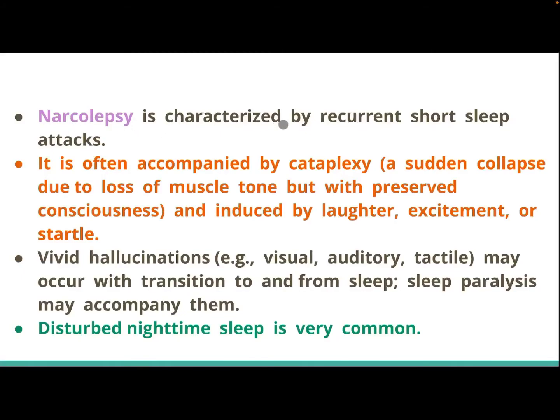Narcolepsy is characterized by recurrent short sleep attacks. It's often accompanied by cataplexy, a sudden collapse due to loss of muscle tone but with preserved consciousness, and induced by laughter, excitement, or startle. Vivid hallucinations, visual, auditory, or tactile, may occur with the transition to and from sleep. Sleep paralysis may accompany them. Disturbed nighttime sleep is very common.